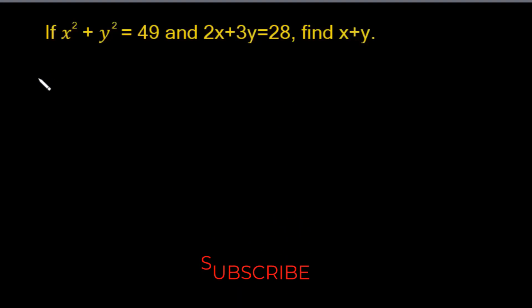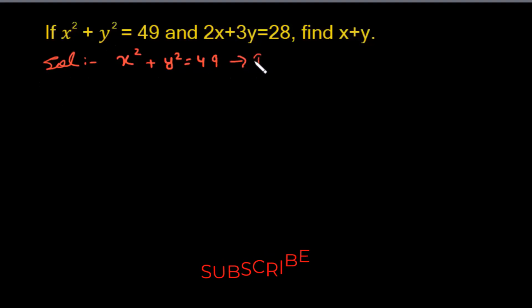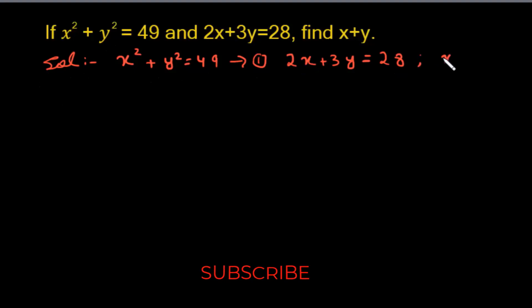For the solution of this question, we usually take one of the approaches, where we have to name these equations. The first one, this quadratic equation, x squared plus y squared is equal to 49, will be equation 1. Then we have this linear equation, 2x plus 3y is equal to 28, and then we need to find out x plus y. This is the required equation, so let me name it as equation R, our required equation.